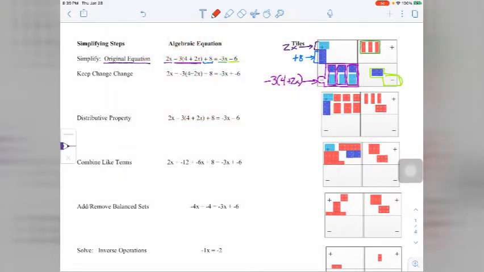So we're going to go through each step as we solve this. I call this first step keep, change, change. This step is also known as the inverse property of addition and subtraction.